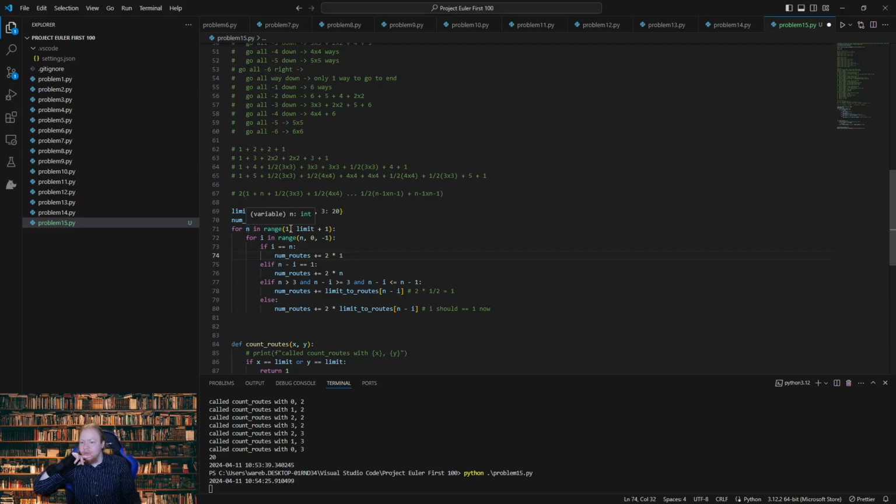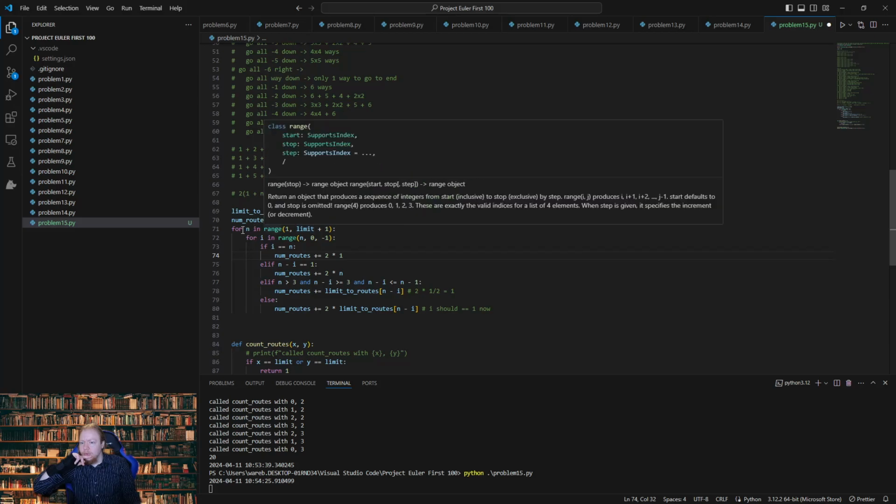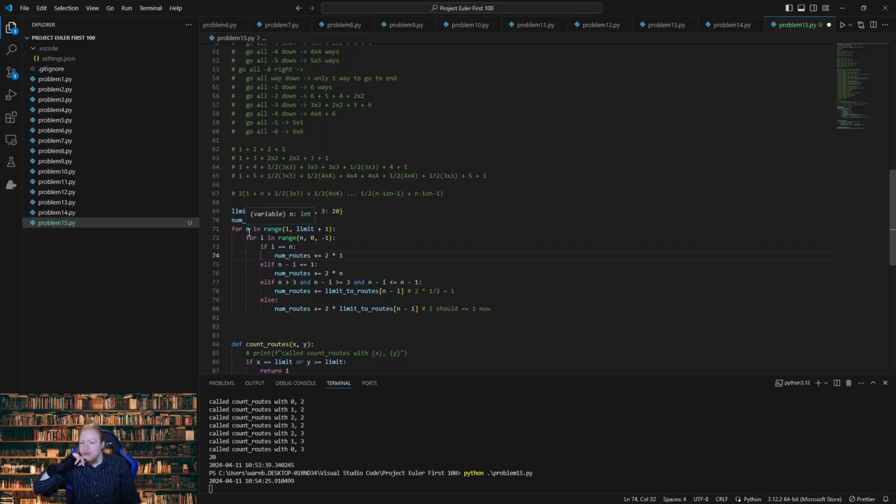So if the limit is 2, then i starts out as 2 and n starts as 1. So we come in here, i is 1, n is 1, so i equals n, and num routes plus equals 2 times 1 to represent those 2 corners. So num routes is now 2.